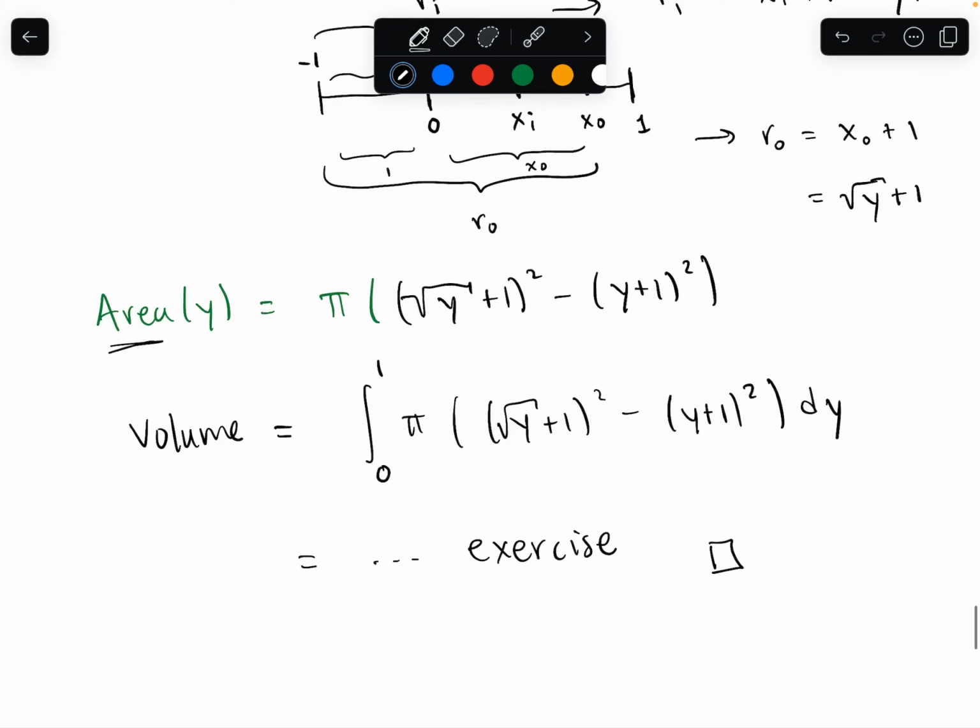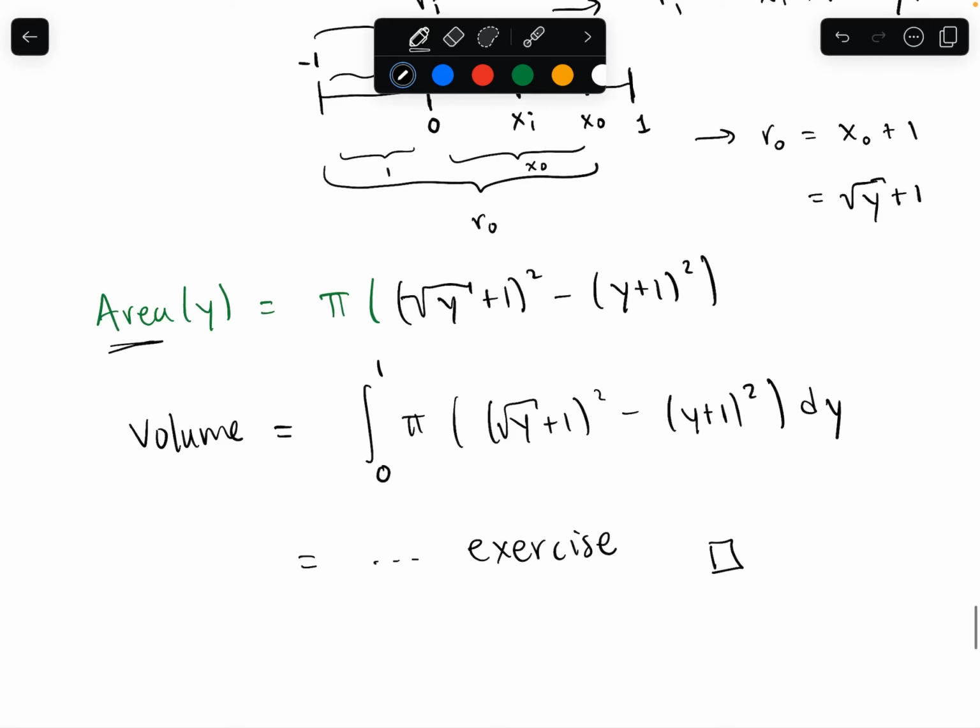If I have my axis of rotation, the outer radius is the distance to the farthest part of the curve, so the curve that's farthest away from the axis. The inner radius is always the distance to the shortest part of the curve, okay?